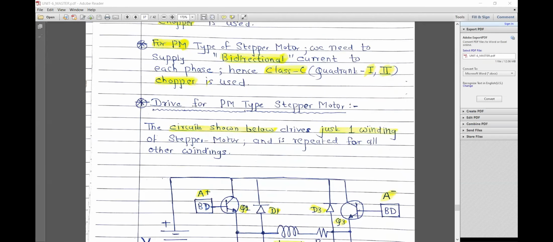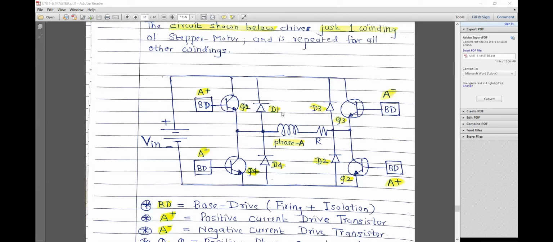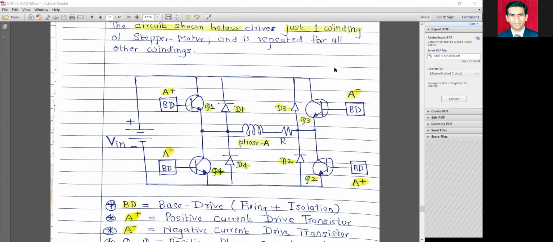So see here. This appears to be a normal power electronic system, but the only difference is the load. Are you able to see the load? Yes, sir. Phase A. So please remember one thing, this is only 1/4 of the entire drive. As I told you, the stepper motor has 4 windings, W1, W2, W3 and W4. The circuit in front of us is only driving one of the 4 windings. Is it clear? And 3 similar circuits will be driving the windings W2, W3 and W4.